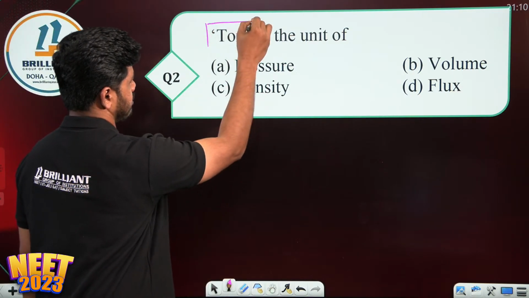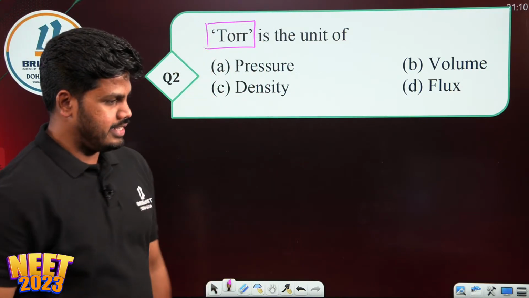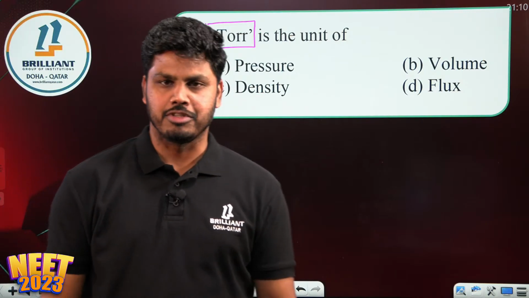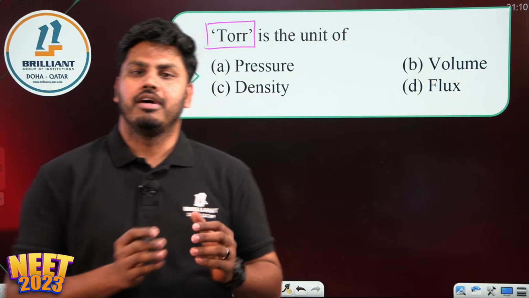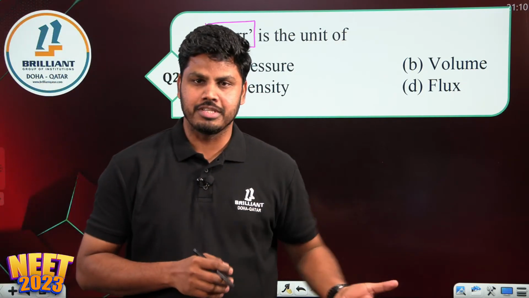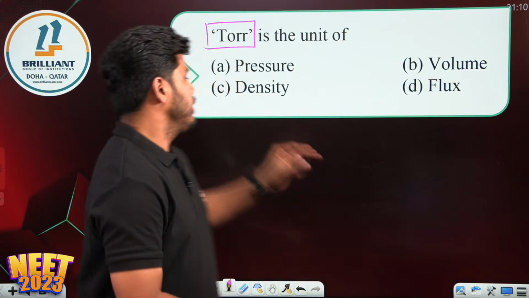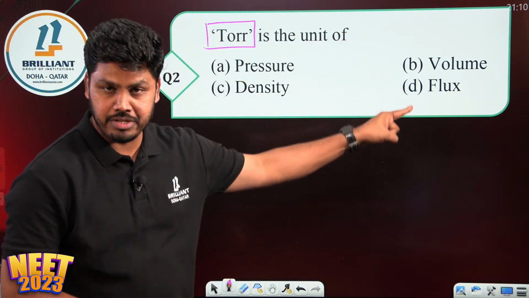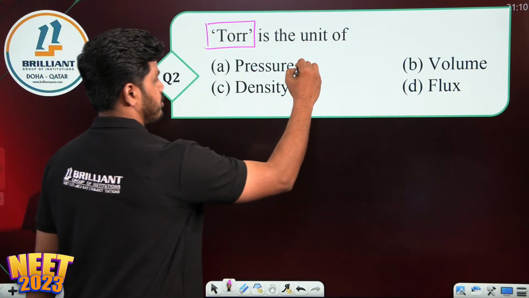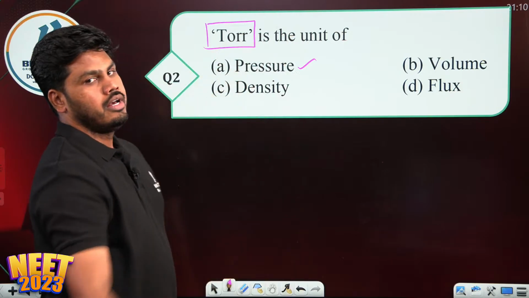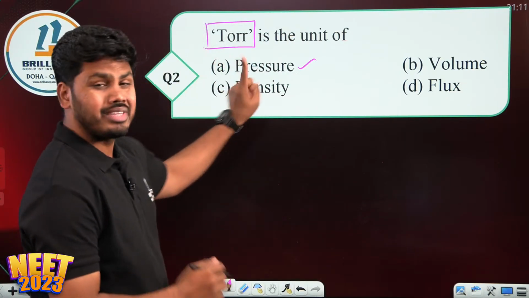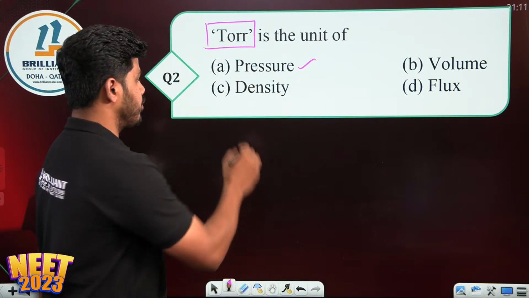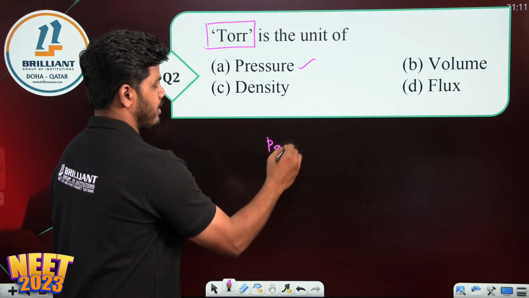Have you heard of the name of the scientist, Torricelli? Exactly, the Torricelli barometer. Torricelli was an Italian physicist and mathematician, and he introduced the Torricelli barometer to measure pressure. So the unit of pressure is named after him. But Torr is not the SI unit of pressure that we know. The SI unit of pressure is actually Pascal, right?